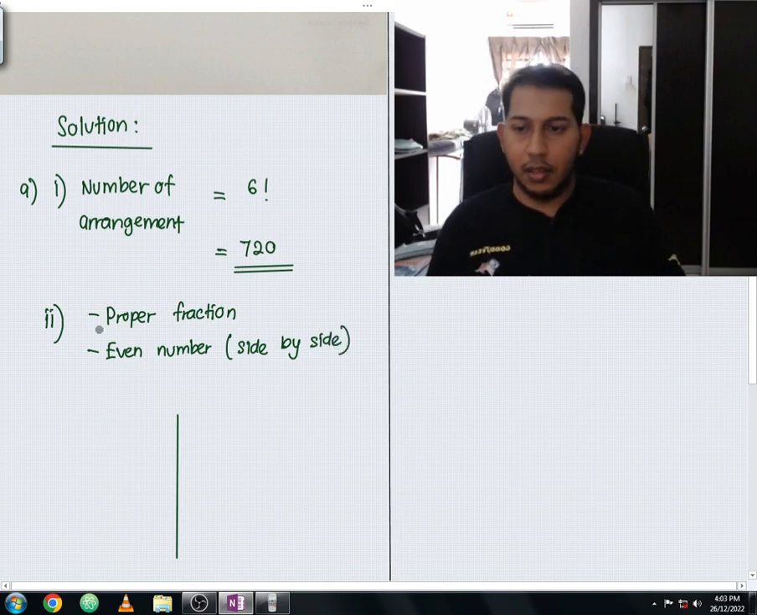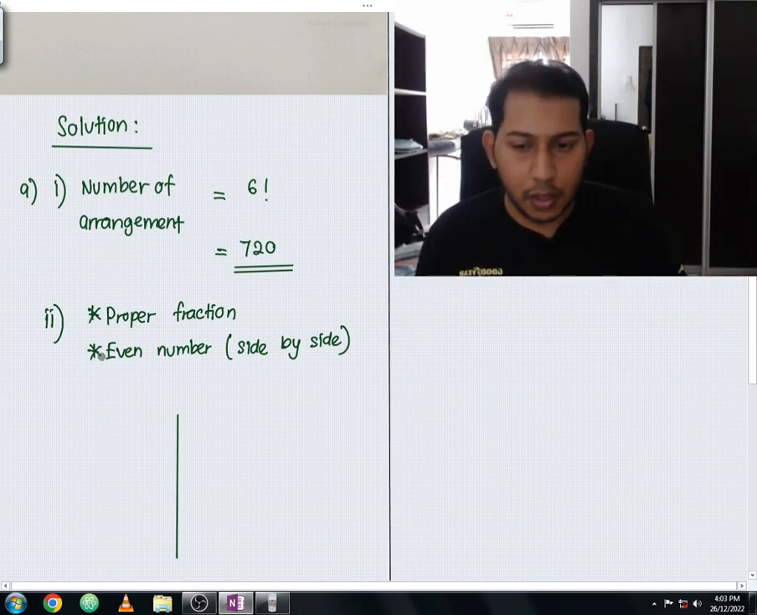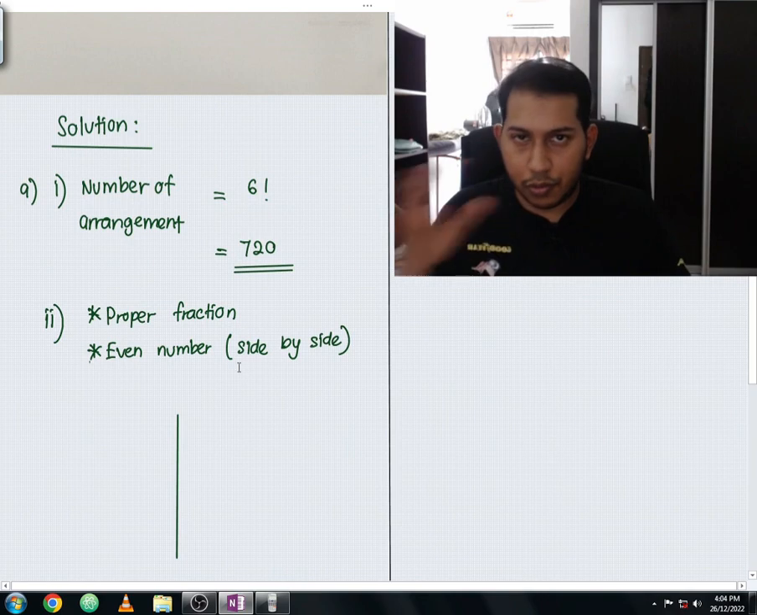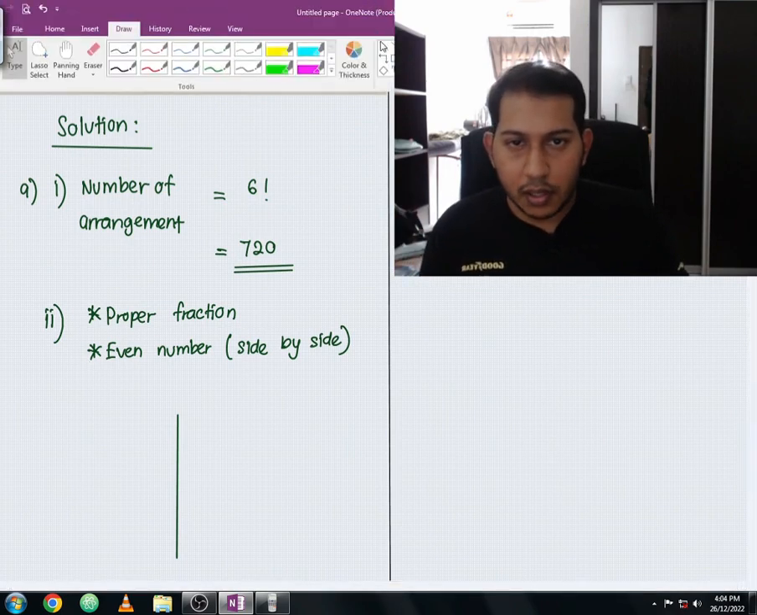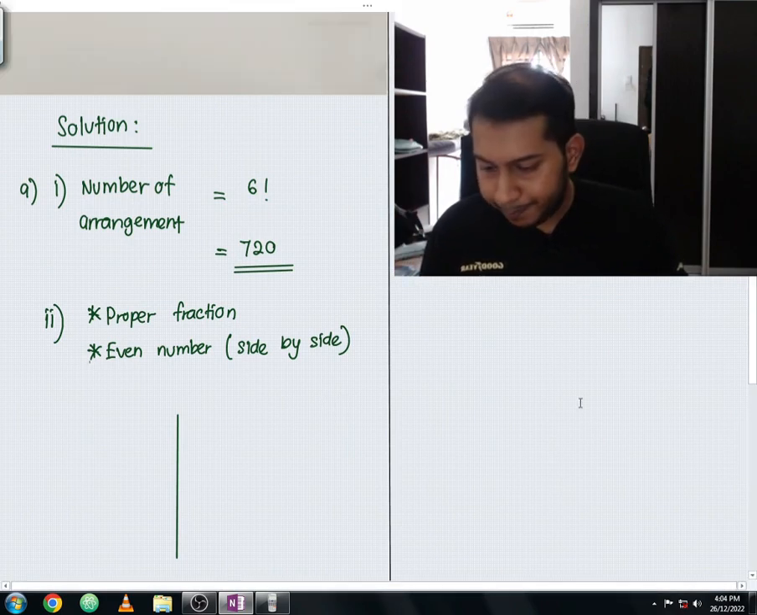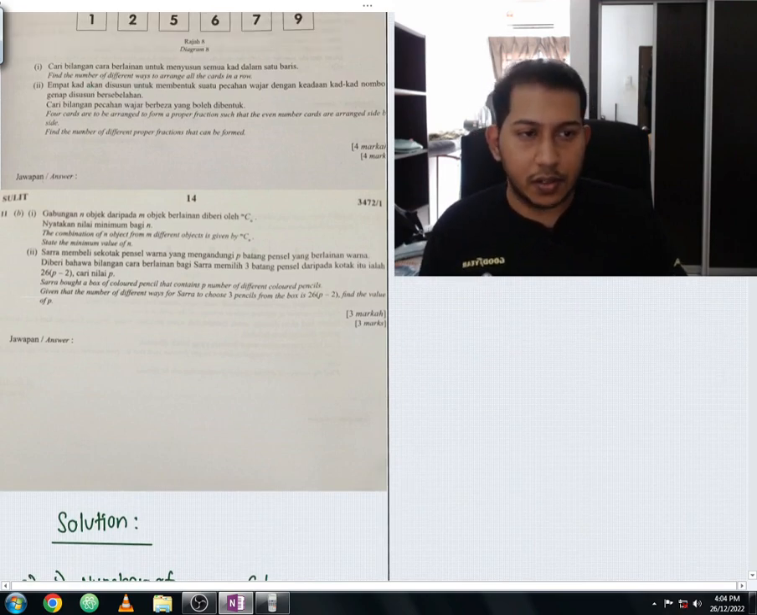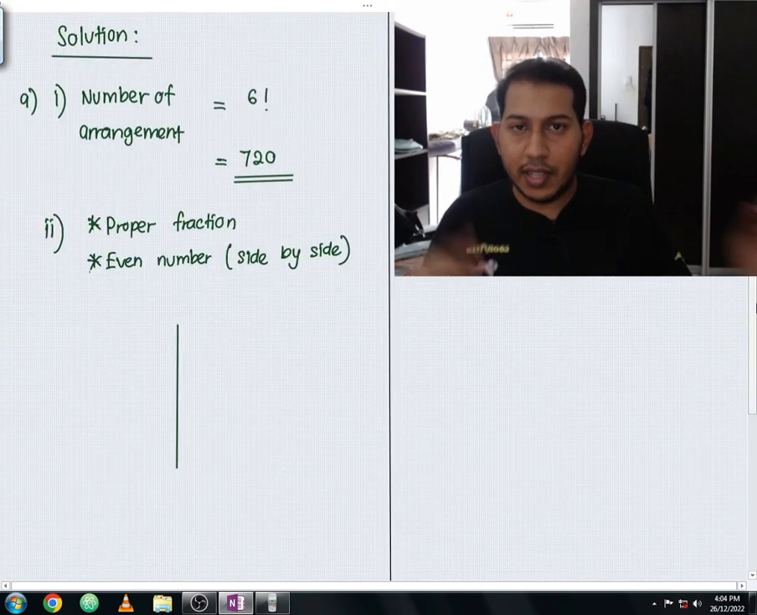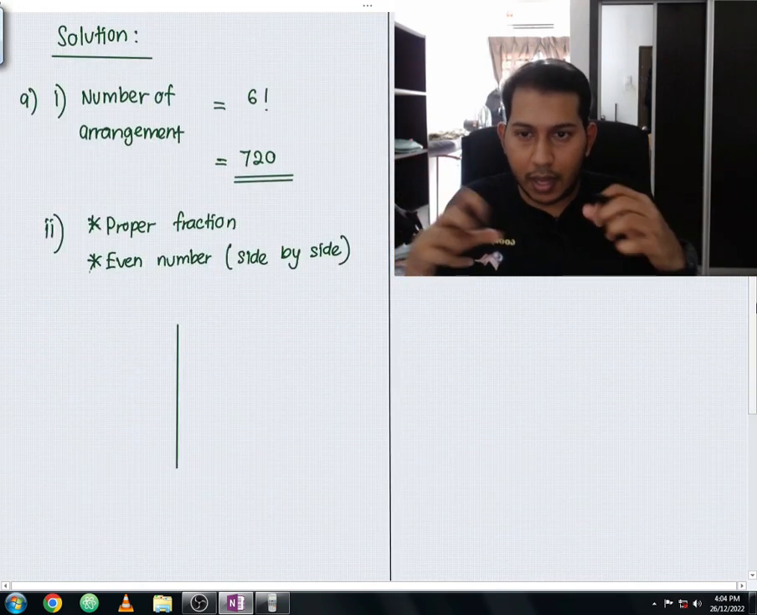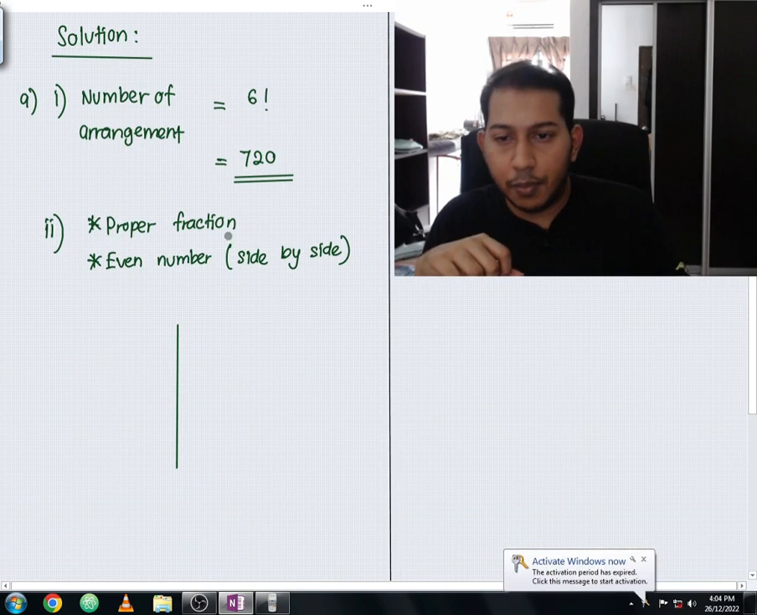Okay, so these are the conditions, or constraints, that they gave for the particular arrangement to be formed. From here, let me split this into two. They said four cards are to be arranged. Assuming that out of the six cards you are taking four cards and you are going to form a proper fraction.